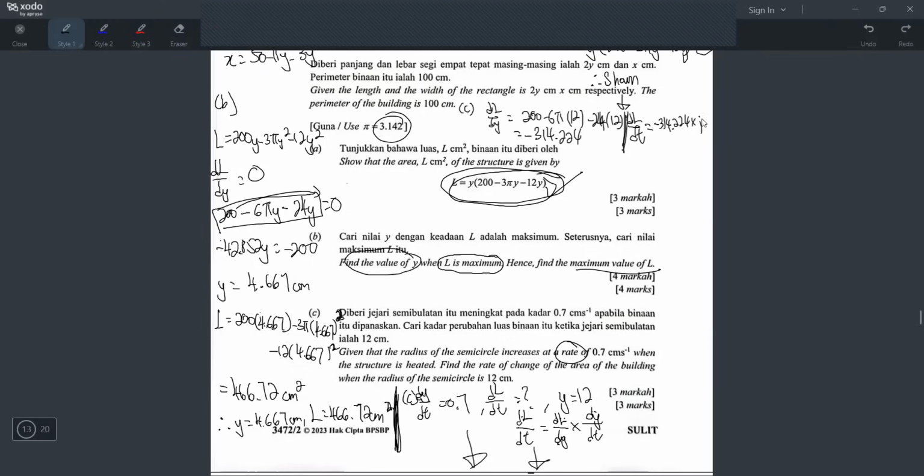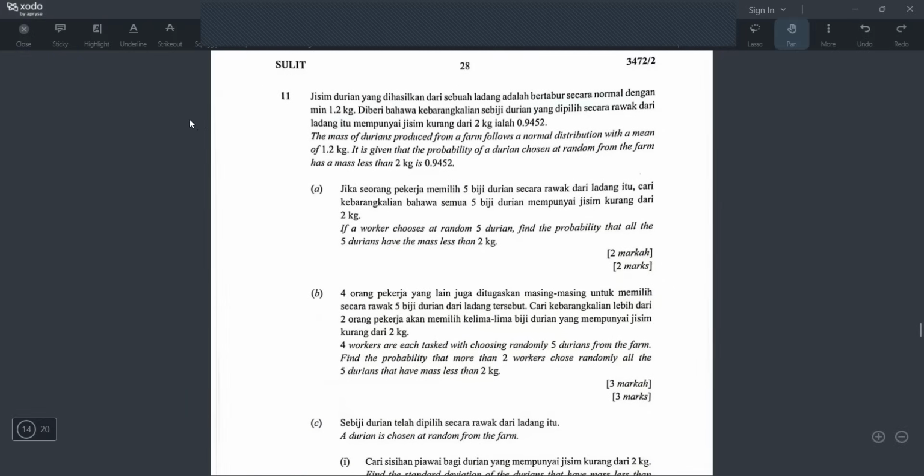Negative 314.224, and don't forget to times with 0.7, right? Because the dy dt given here is 0.7. And now you just press this whole thing and then the calculator will give you the final answer. My calculator gives me negative 219.9568. But I don't think you can just write 2 decimal places, so 219.956096. I think this is good enough. And don't forget to write the unit. L is area, so area will be cm square, and time is second. But since the time is at the bottom, it's negative 1, so it will be cm square second to the power of negative 1, because everything is in cm and time is in second. So that's why it's cm square per second.